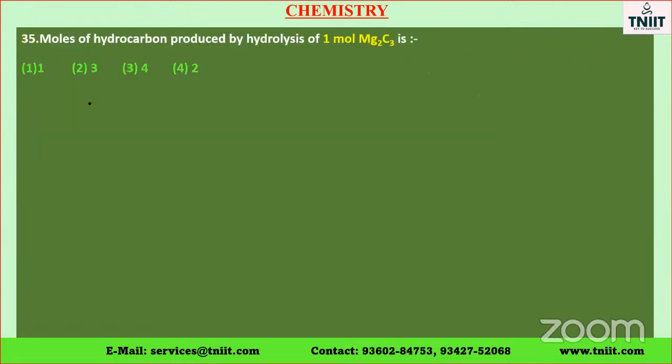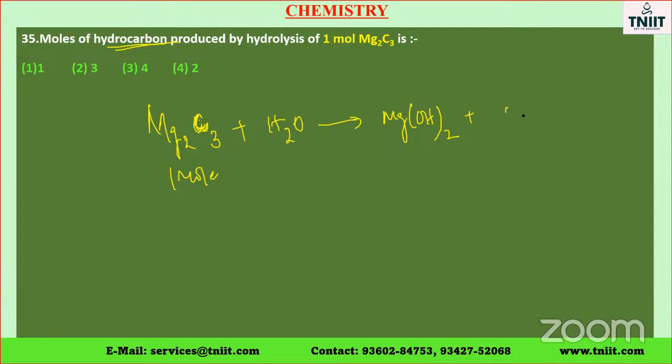Next question. Moles of hydrocarbons produced by hydrolysis of 1 mole of magnesium carbide. Magnesium carbide, Mg2C3. This is 1 mole. When we hydrolyze magnesium carbide, we get magnesium hydroxide plus CH3-C triple bond-CH. So we get propyne. How many moles of propyne are we getting? 1 mole of propyne. Hence the answer for this question is option 1.